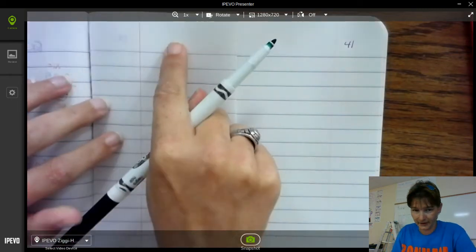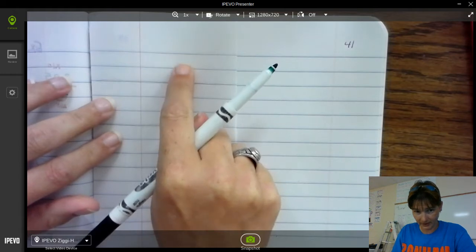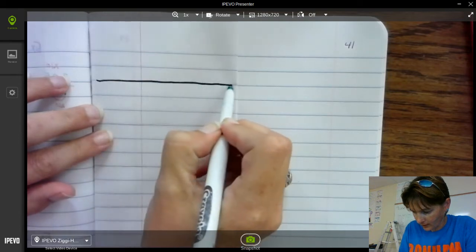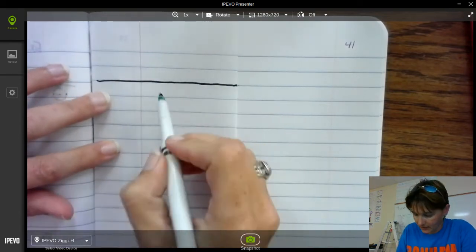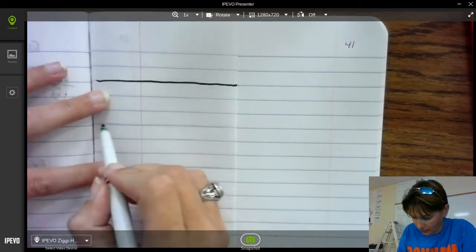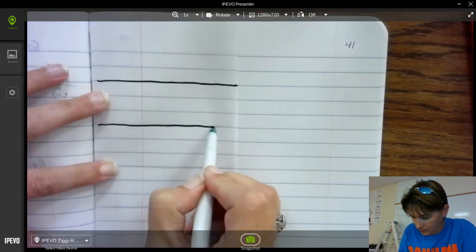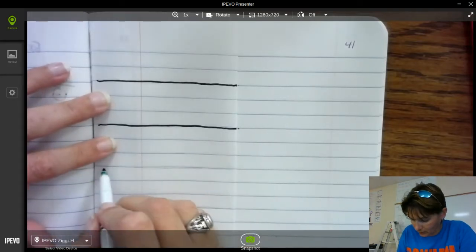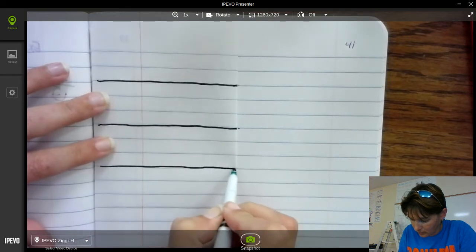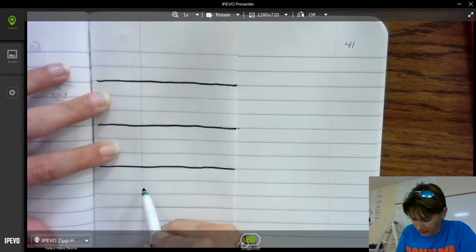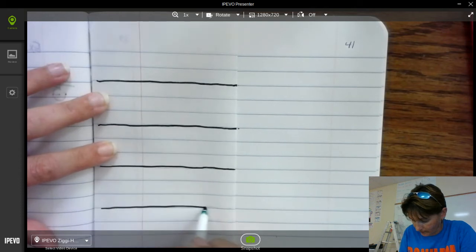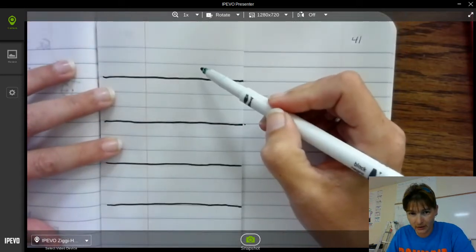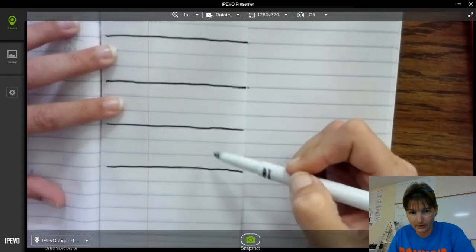So starting at the top, we want to make a line after the first two lines here, and then skip 3 lines, 1, 2, 3, and make another line. And then we're going to skip another 3 lines, 1, 2, 3, and then another 3 lines, 1, 2, 3. At this point, we have 2 lines here, 3, 3, and 3.